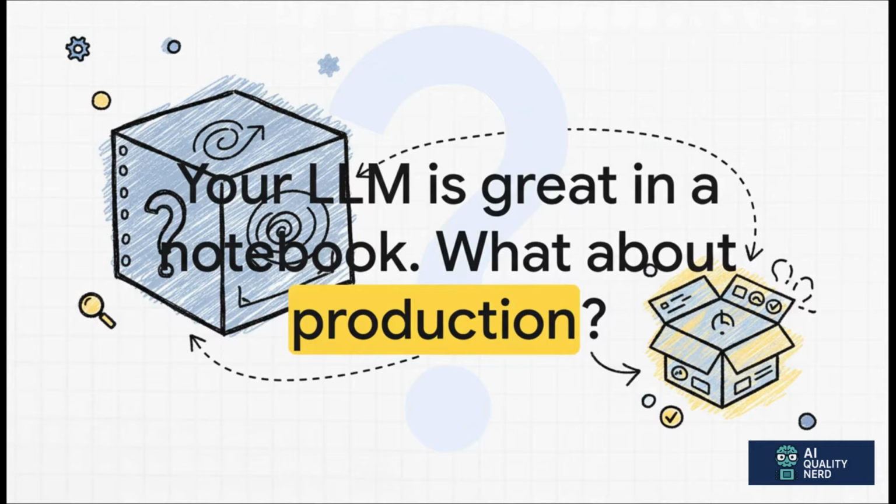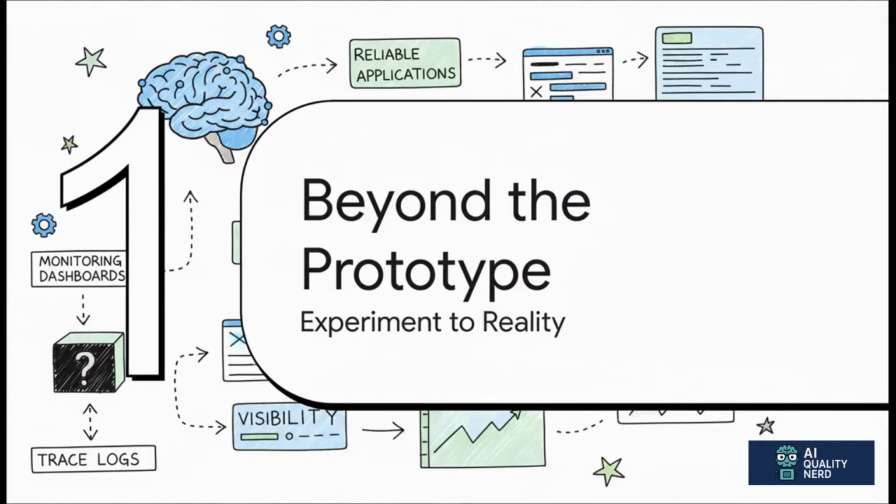Okay, so picture this. You've been working on this awesome LLM app. It's crushing it in your notebook, right? Everything's perfect. But then, you push it to production. And what happens when it gets hit with thousands of real, unpredictable user requests? Yeah, that's when things can get, well, pretty complicated pretty fast. So let's dive right in.